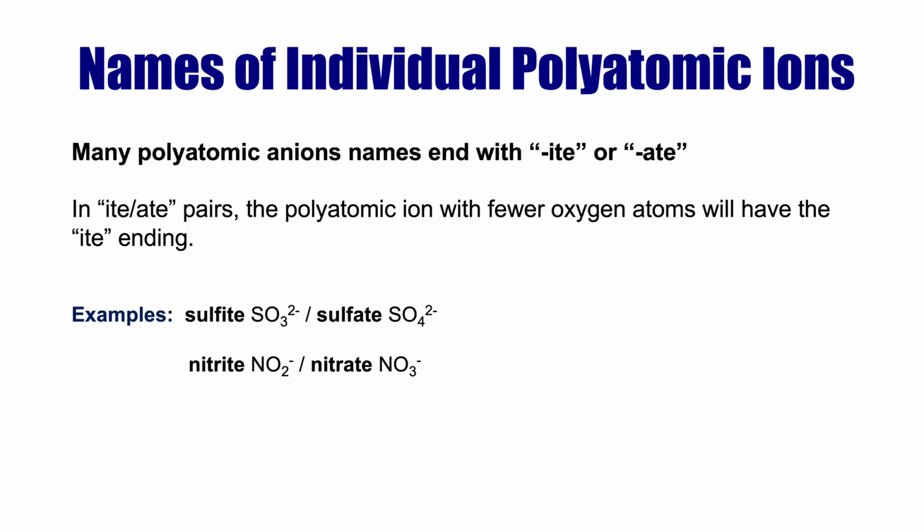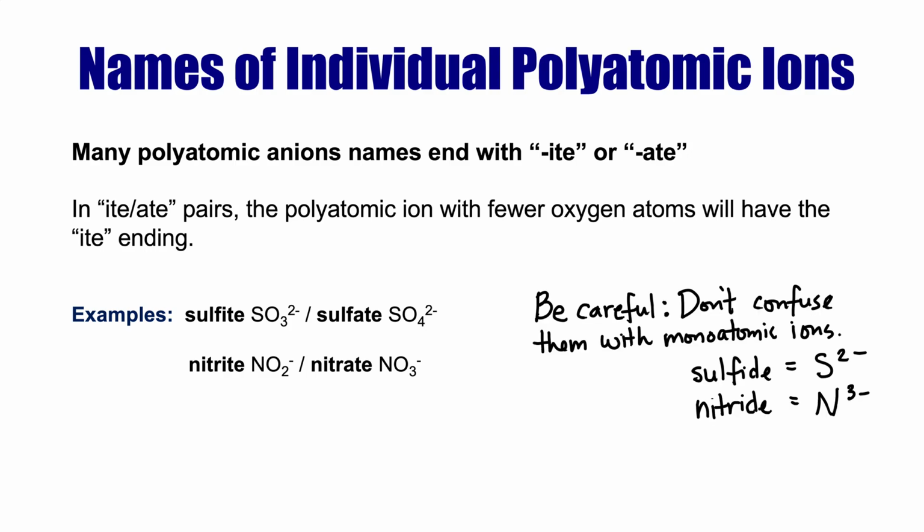All right, so in order to recognize something as being polyatomic, when you're looking at a formula, it's a lot easier to see. But if you're given a name, what you want to look for is that a lot of polyatomic ions have names that end in "ite" or "ate." What you need to be careful of is that a lot of these polyatomic ions also sound like the monoatomic ions. So for example, sulfite and sulfate are both polyatomic ions, but sulfide is a monoatomic ion. Those 3 things sound the same, but they are different.